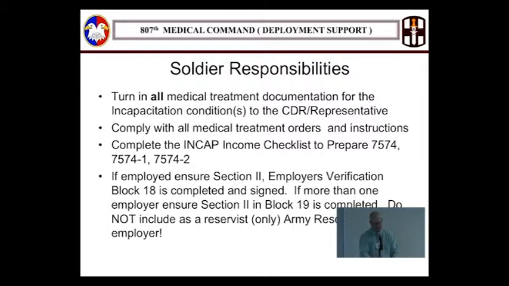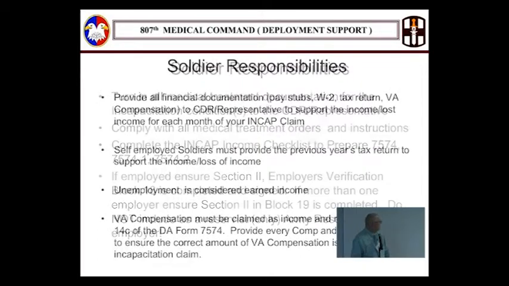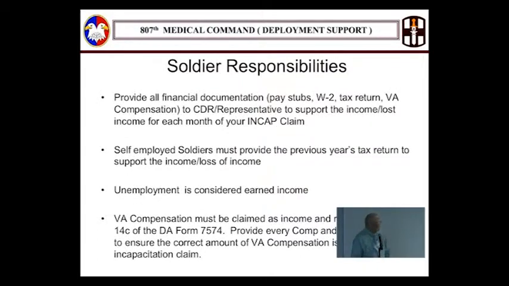The next form in question is the 7574-1. Next slide, please. On the 7574-1, this is the physician. This is their findings. So they're going to either see the soldier or they're going to review their documents. I'm looking at block 8. And they're going to make their determination that they are fit to perform military duties or they're not fit. That's going to determine your tier 1 and your tier 2.